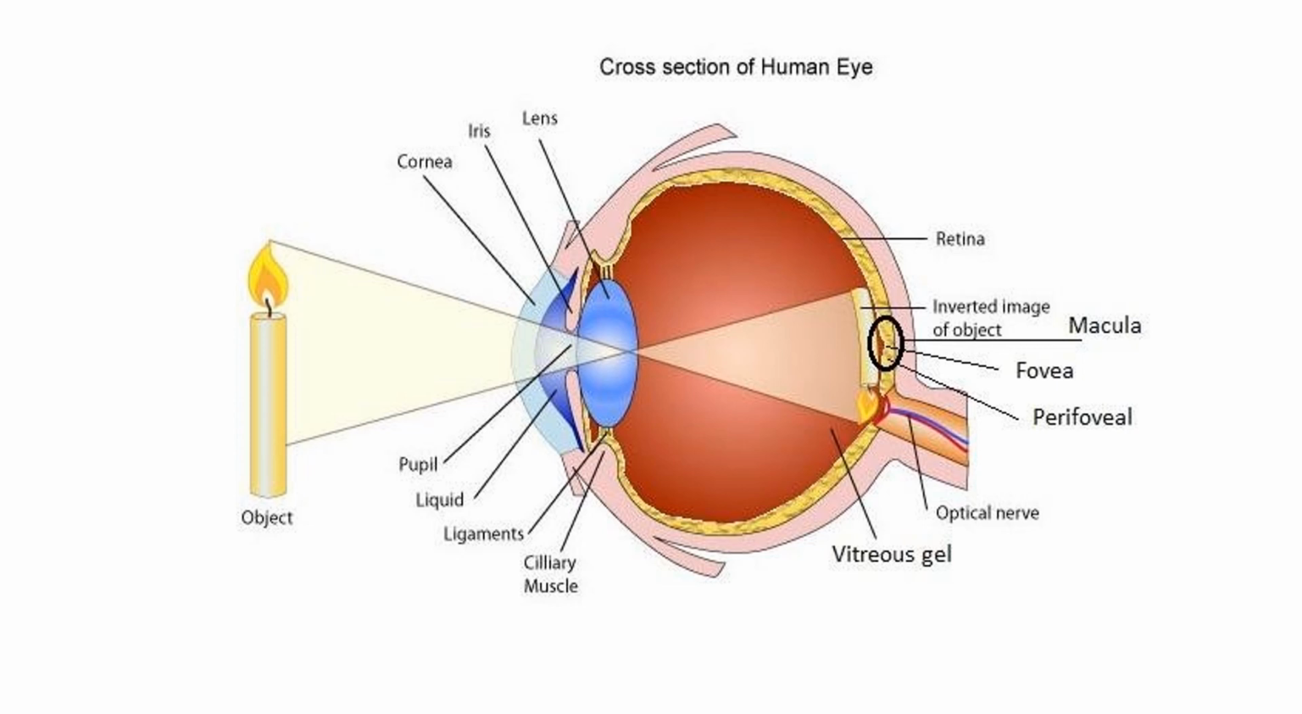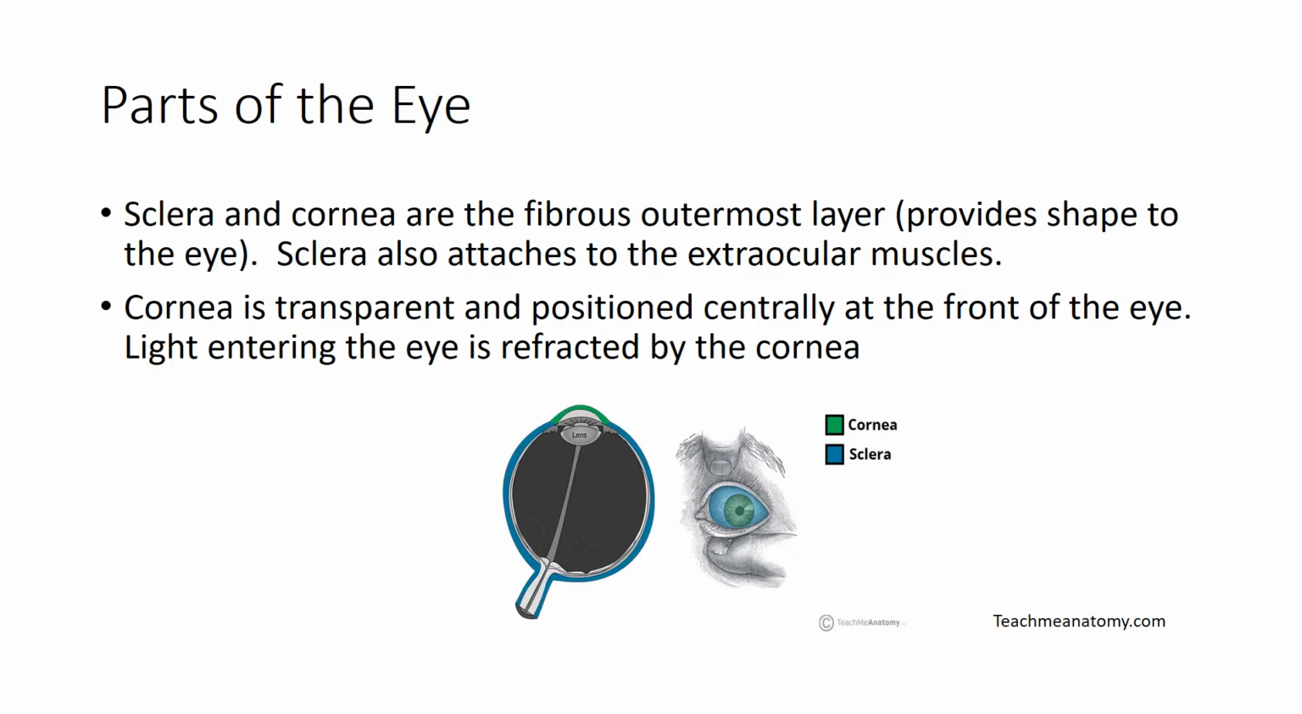So the sclera and cornea are the fibrous outermost layer, and they provide the shape to the eye. And the sclera also attaches to the extraocular muscles that we'll talk about with 3, 4, and 6. The cornea is the transparent piece in the very front of the eye, centrally located, and light entering the eye is refracted by the cornea, and you can see that pretty clearly on that diagram.